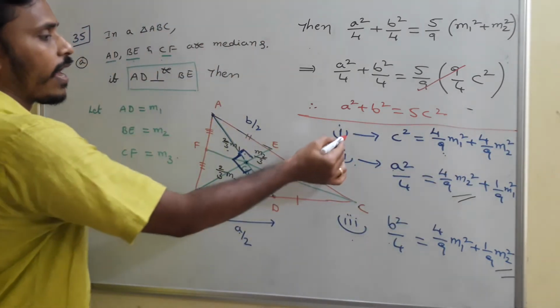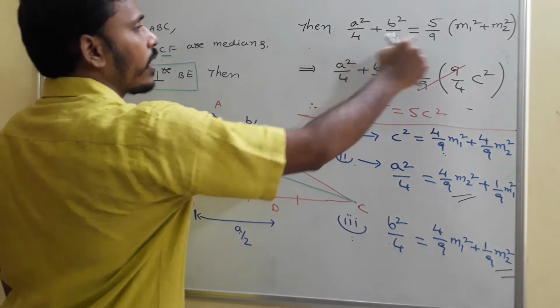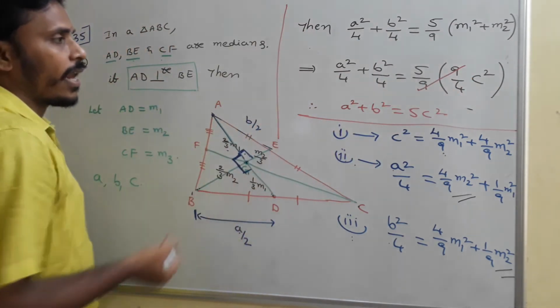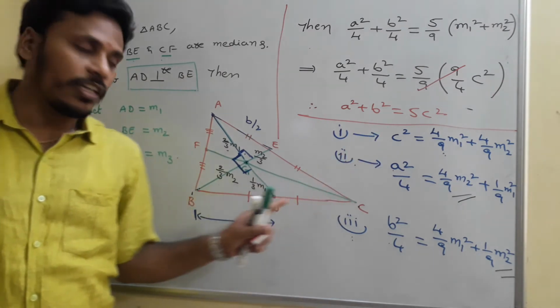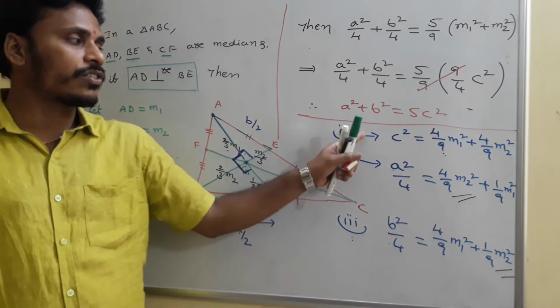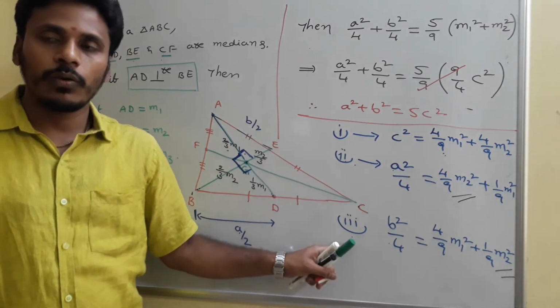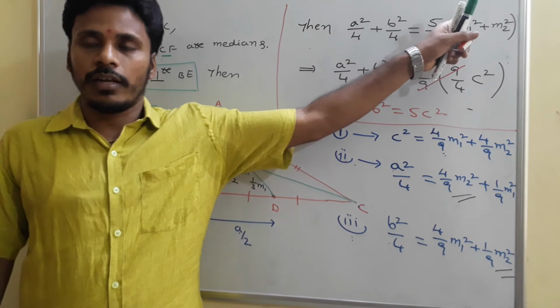After having this 1, 2 and 3, just add 2 and 3. You will get this relation and use 1 here. Just analyze the situation. From this triangle, we have 3 right angle triangles, and if you apply the Pythagorean result for these three triangles, these are the expressions. Add 2 and 3. Once again I am repeating, add 2 and 3. You will get this relation.